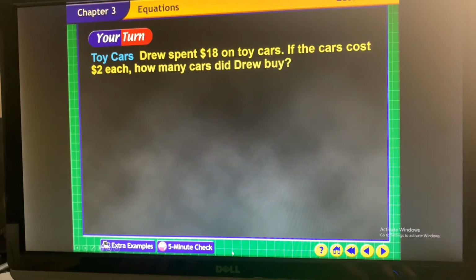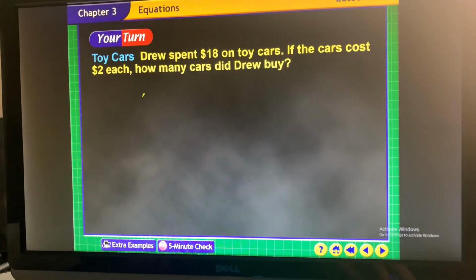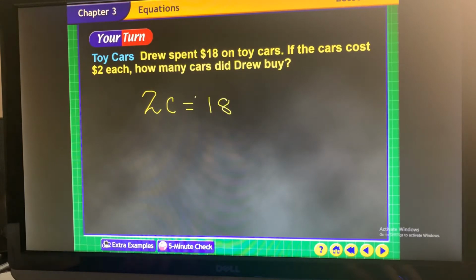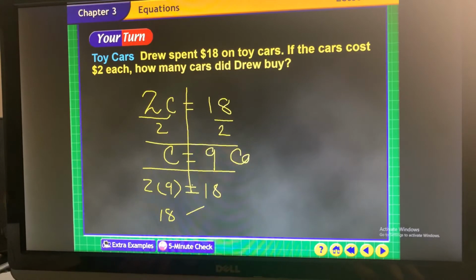Drew spent $18 on toy cars. If the cars cost $2 each, how many did he buy? Divide both sides by 2. Looks like he bought 9 cars. Double check. Want it to equal 18, and it does. So we bought 9 cars. There you go.